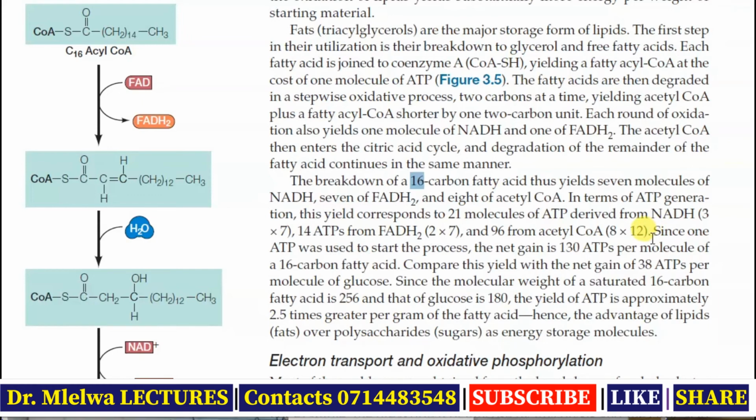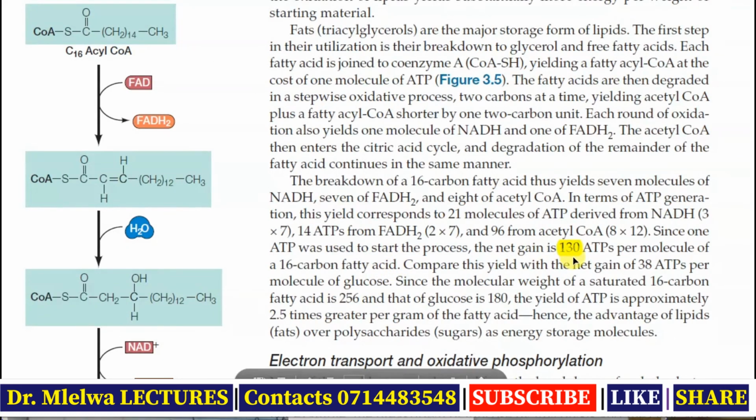So you can see how many molecules of ATP we get by breaking down only 1 molecule of fat. Since 1 ATP was used to start the process, the net gain is 130 ATPs per molecule of a 16 carbon fatty acid. For only 1 molecule we gain 130 ATPs. You can see how large the gain is compared to the investment.